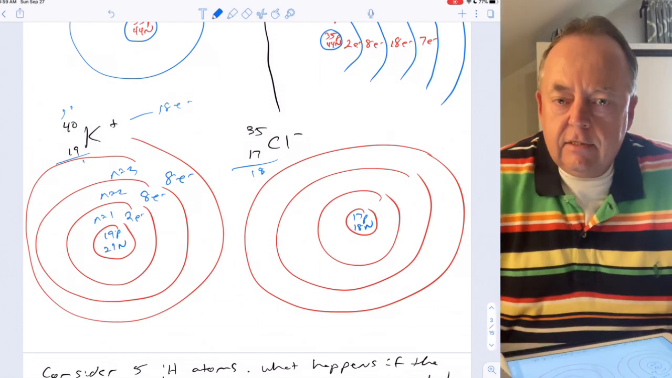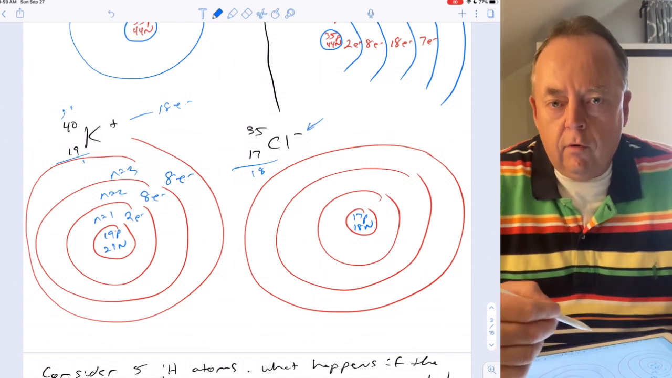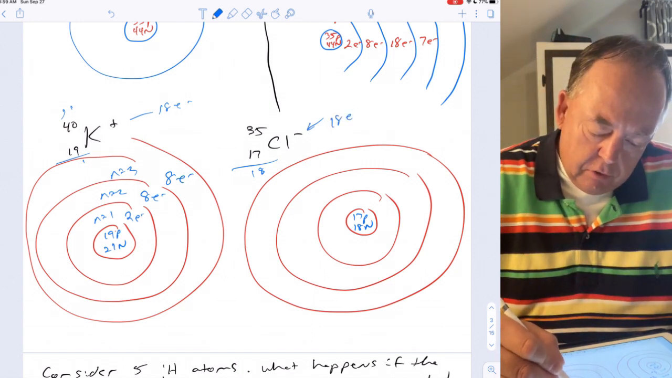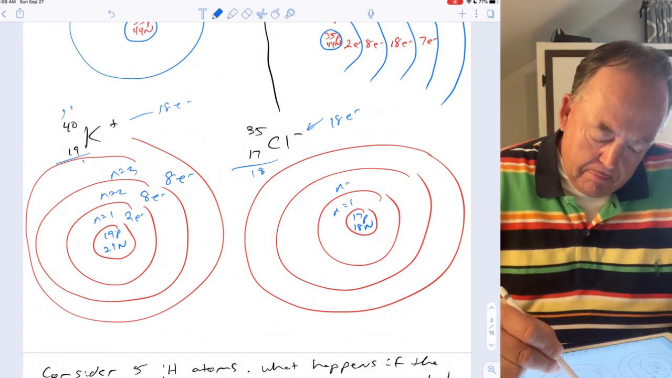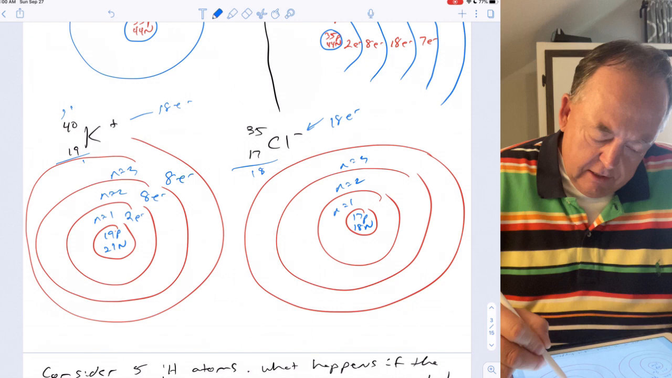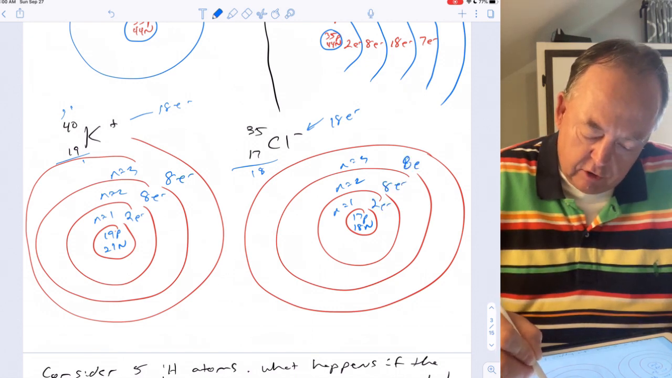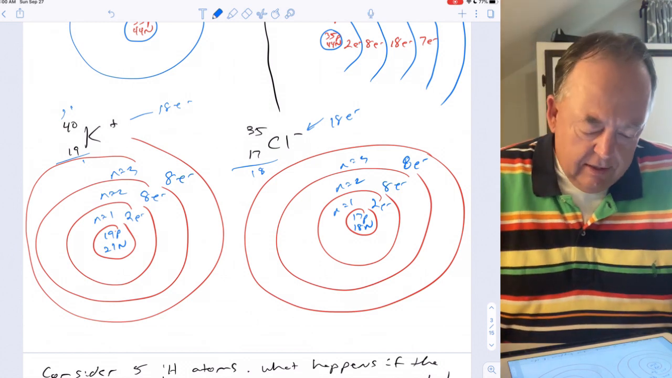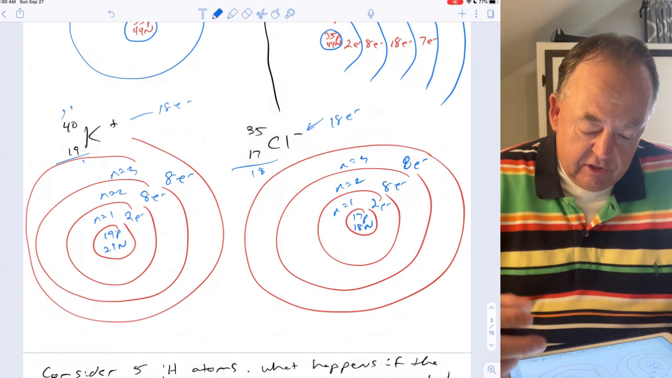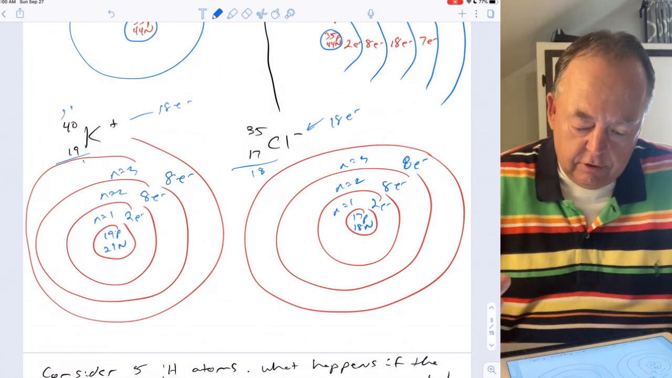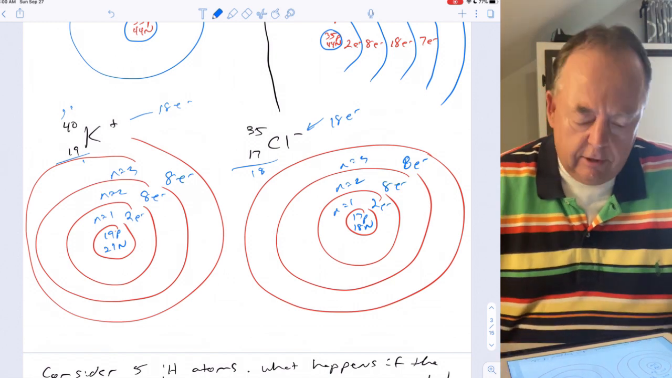So Cl-, -1, how many electrons is it going to have? Since it's negative, it's going to have one more electron than proton. So it's going to have 18 electrons also. So it's going to have 2 electrons here, 8 electrons here, and 8 electrons in the third shell as well. So these two ions have the same electron shells, same number of electrons in each shell, same number of electrons, so they're isoelectronic, right?